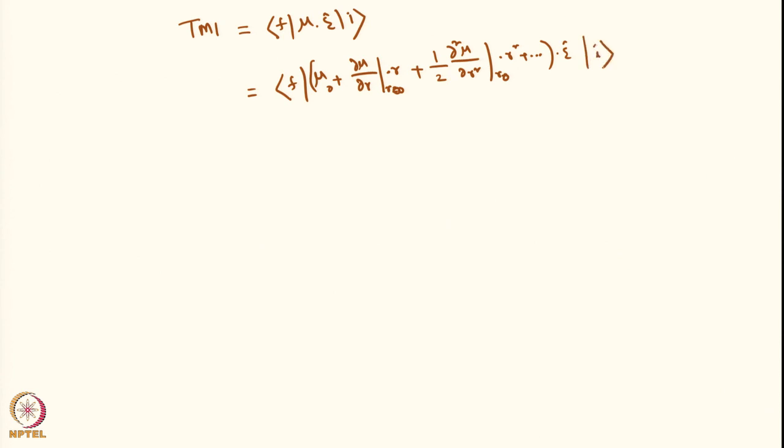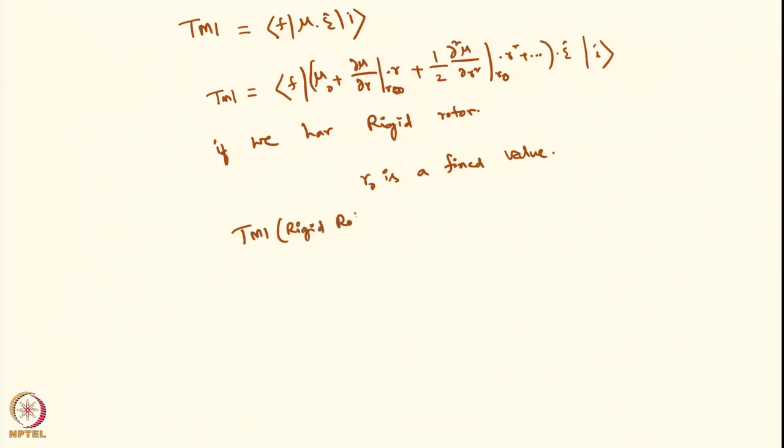Now, if you take the rigid rotor TMI, of course R naught is a fixed value. Therefore, the derivatives with respect to R will not exist. Therefore, the TMI for the rigid rotor will be equal to the integral of F, because this will go to 0 and this will also go to 0, all the other terms will go to 0. What you have is mu naught epsilon I, where mu naught is called the permanent dipole moment.